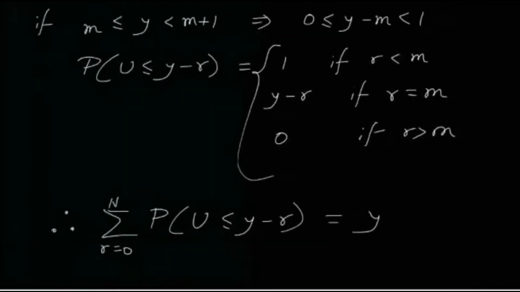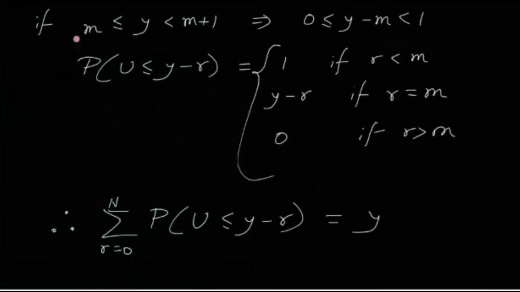So in the general case, suppose y lies between m and m plus 1. Then y minus m obviously lies between 0 and 1, and the probability that u is less than or equal to y minus r is 1 if r is less than m, y minus r if r is equal to m, and 0 if r is greater than m. So the entire sum is nothing but y, because there are exactly m times 1, then there is y minus m, and then there is 0. Ultimately, taking all the sums, we have y.